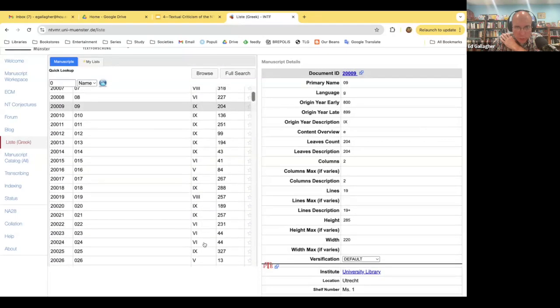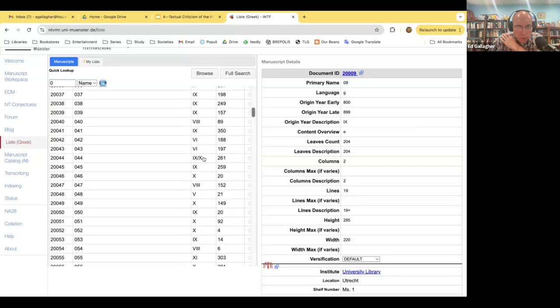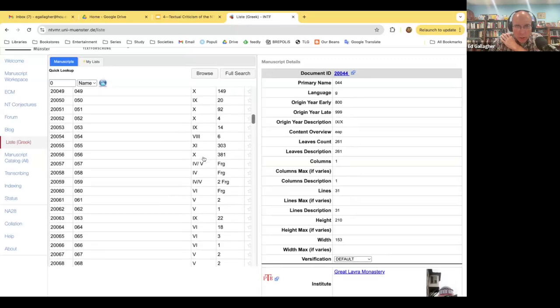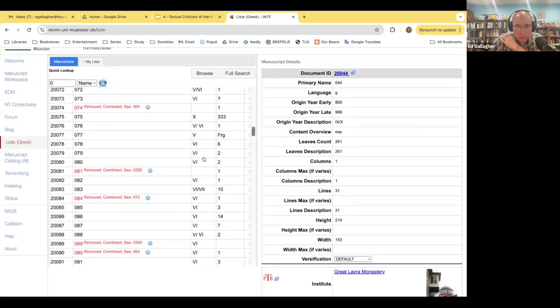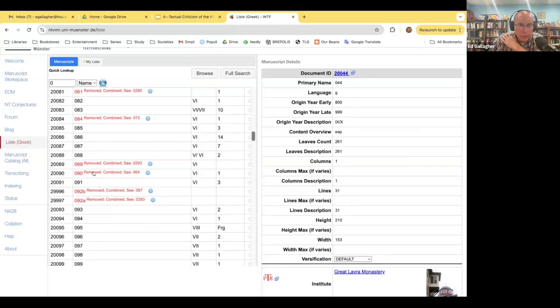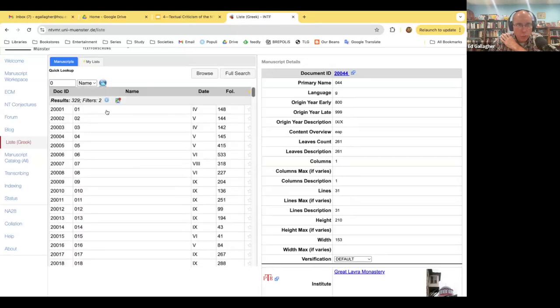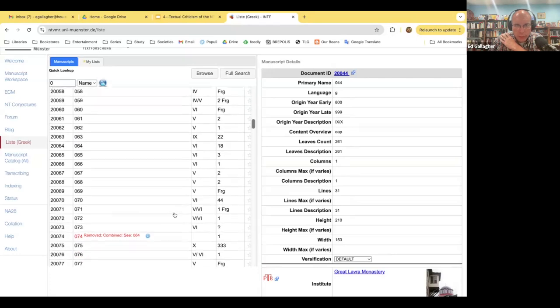What's the latest one we can find? This one, 044, is from the 9th or 10th century. So that's probably going to be about the latest one. You can see they've removed some of the numbers because they're combined with other manuscripts. So we got 329 results, but there's not actually 329 manuscripts.